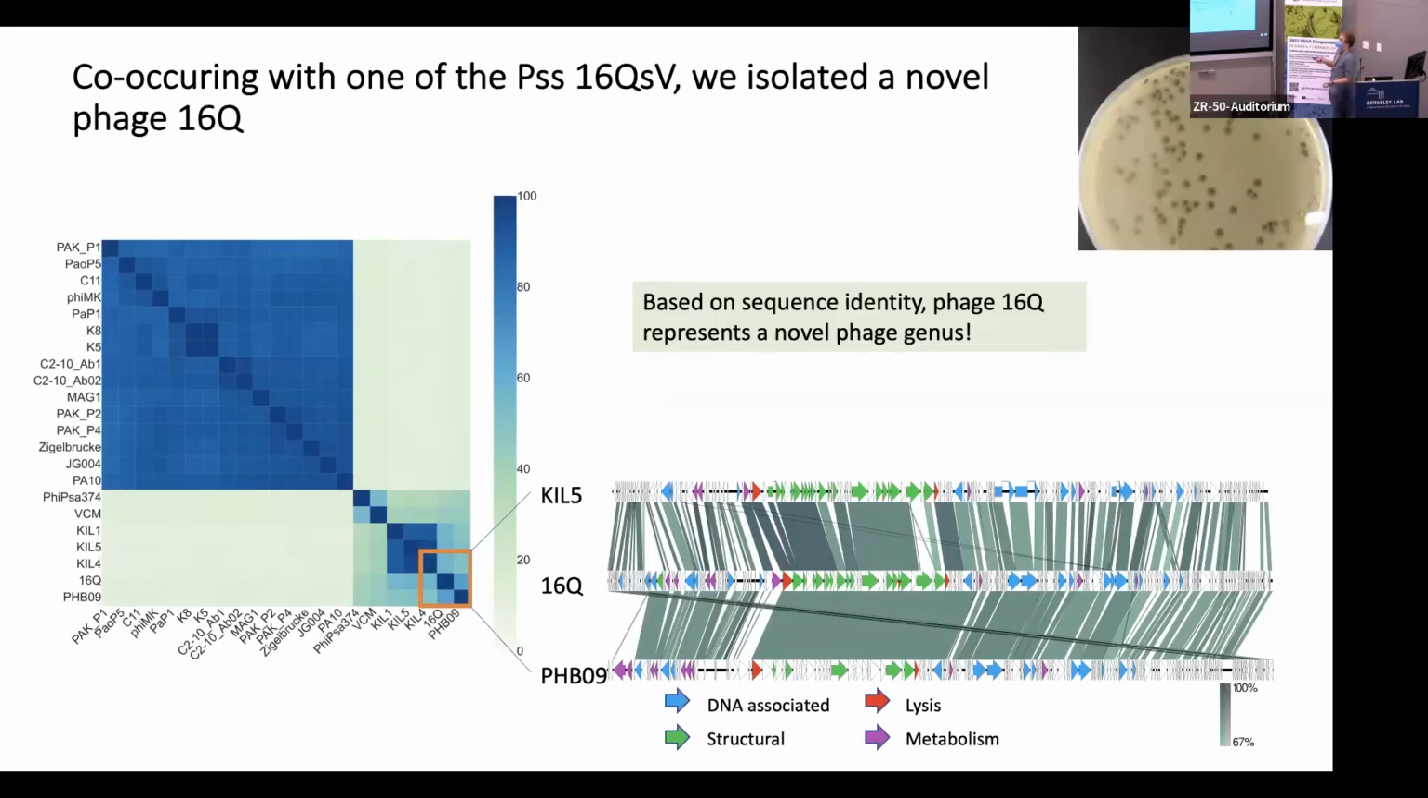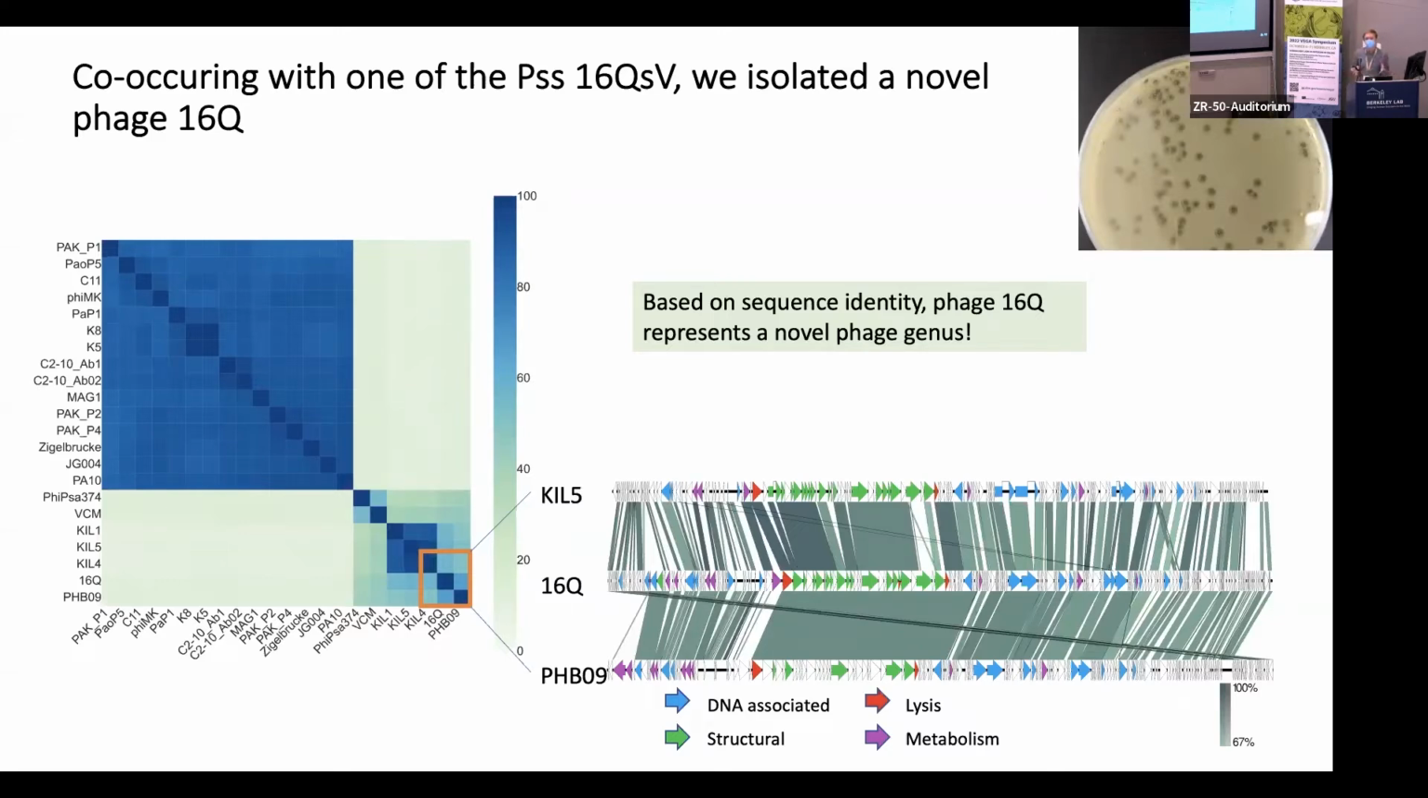If we look into the genome comparison to the most related phages over here, we see that the phage shares less than 75% of sequence identity with its closest neighbor, which confirms that it represents a new phage genus. If we then zoom into the genome itself and compare it to the most related phages, PBH09 and KIL5, we see that the genome architecture is nicely conserved between the phages, and we see nice clusters of, for example, the structural proteins, which will become important later in my talk.